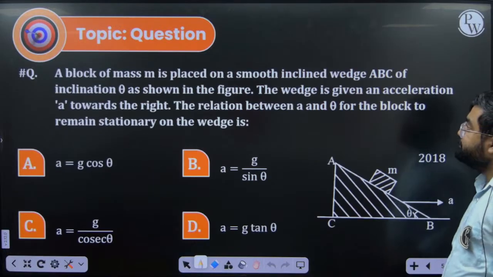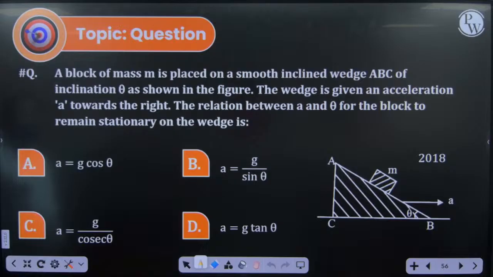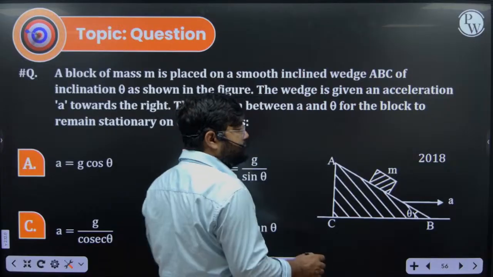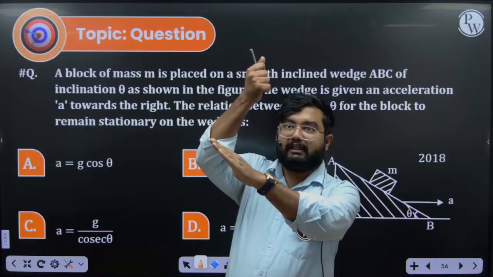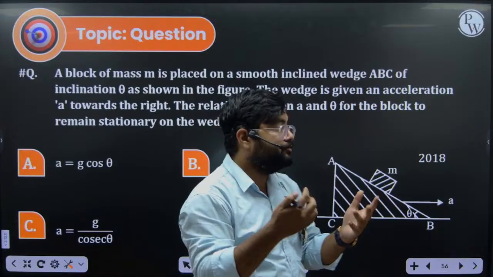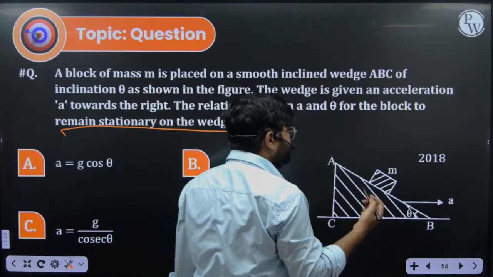Moving forward, another question. This was in 2018. A block of mass m is placed on a smooth inclined wedge ABC with inclination theta. The wedge is given acceleration a towards right. Find the relation between a and theta for the block to remain stationary on the wedge. With respect to the wedge, it should remain stationary. So if this is the wedge and this is the block, it should not slip on the wedge. That is what it means, stationary with respect to the wedge.